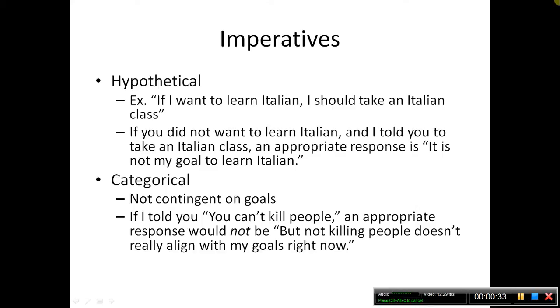So if I said, you should take an Italian class, and you told me, I'm not really trying to do Italian, or do anything that would require me learning Italian, we would consider that to be an appropriate response. This is to contrast with the categorical imperative, which is not contingent on agential goals. If I told you, you can't kill people, and you said to me, but not killing people is not really in line with my goals and what I'm trying to do right now, we would not consider that to be even a remotely appropriate response. So Kant thought that morality could not merely be a system of hypothetical imperatives. It had to be categorical.